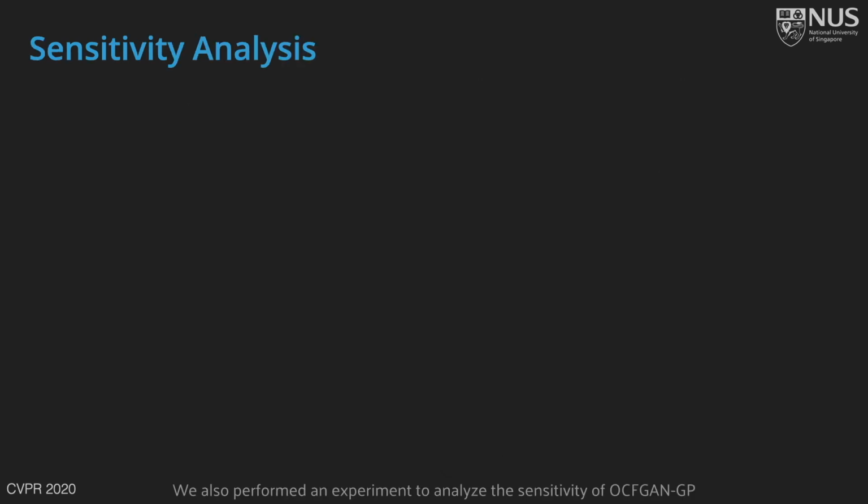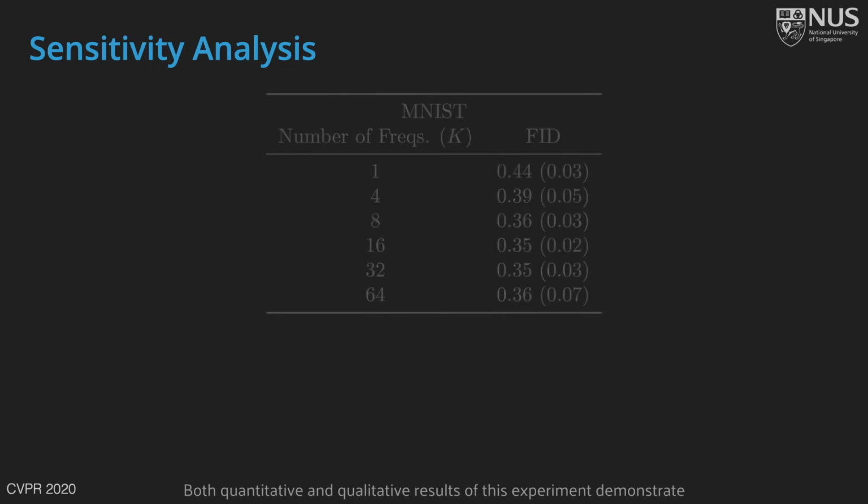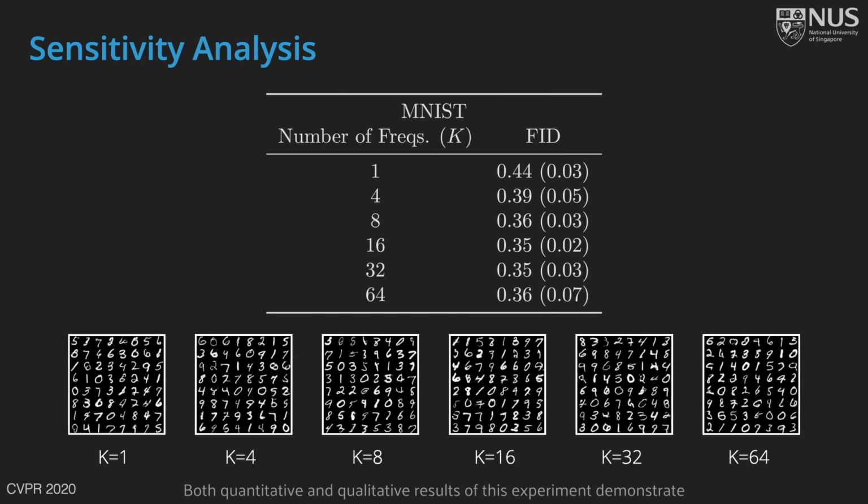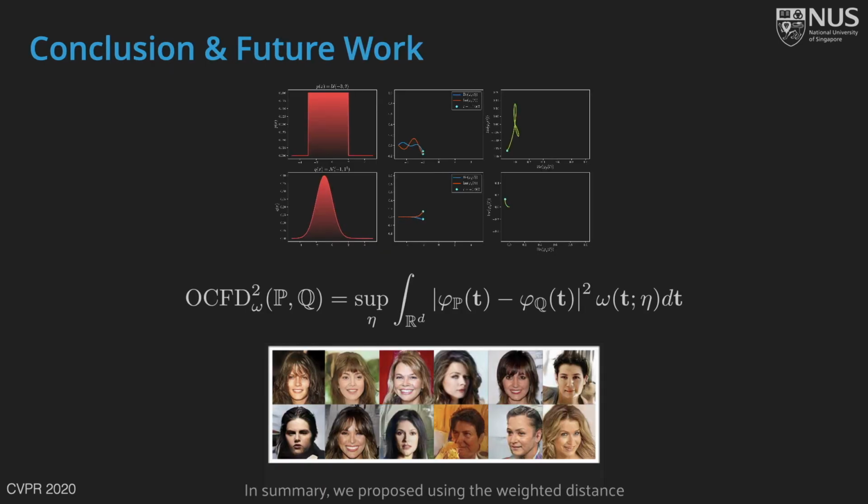We also performed an experiment to analyze the sensitivity of OCF GAN GP to the number of random frequencies used to compute the eCFD. Both quantitative and qualitative results of this experiment demonstrate that the proposed method is not very sensitive to the number of random frequencies. In summary, we proposed using the weighted distance between characteristic functions to train GANs. Experiments show that the proposed distance metric is effective in training GANs. The characteristic function GAN outperforms Wasserstein GAN and MMD GAN on multiple image datasets.